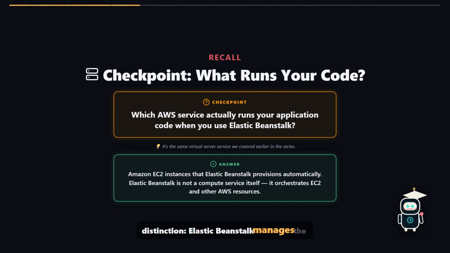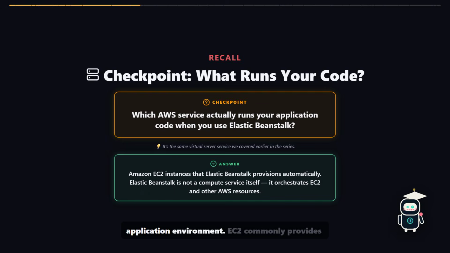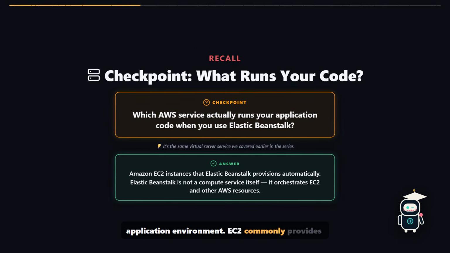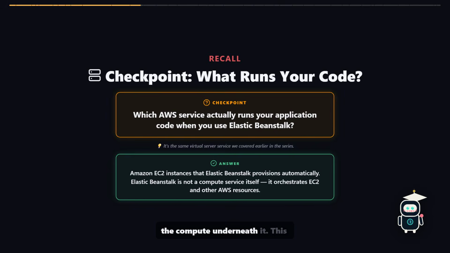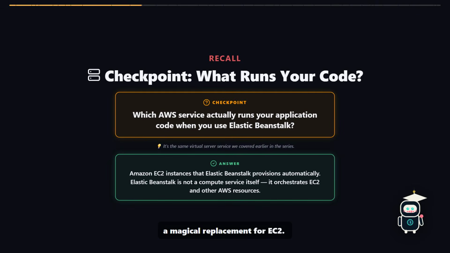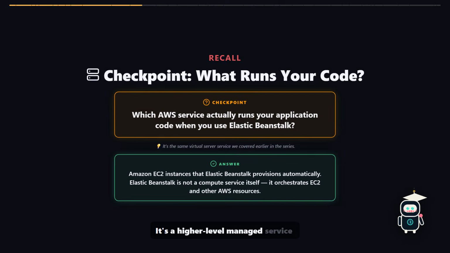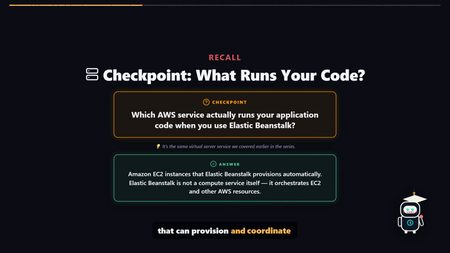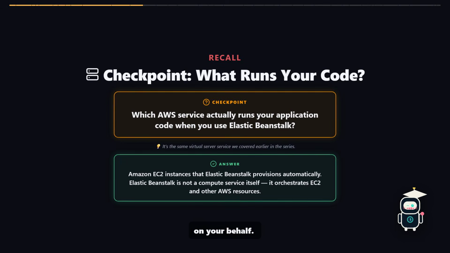So remember the architecture distinction. Elastic Beanstalk manages the application environment. EC2 commonly provides the compute underneath it. This is why Elastic Beanstalk isn't a magical replacement for EC2. It's a higher-level managed service that can provision and coordinate EC2 and other AWS resources on your behalf.